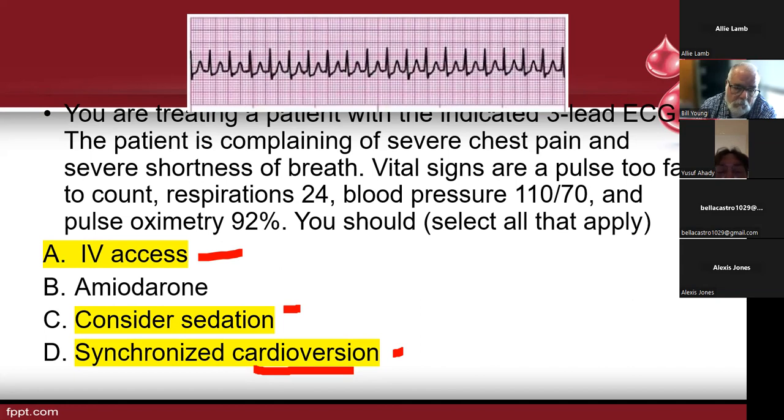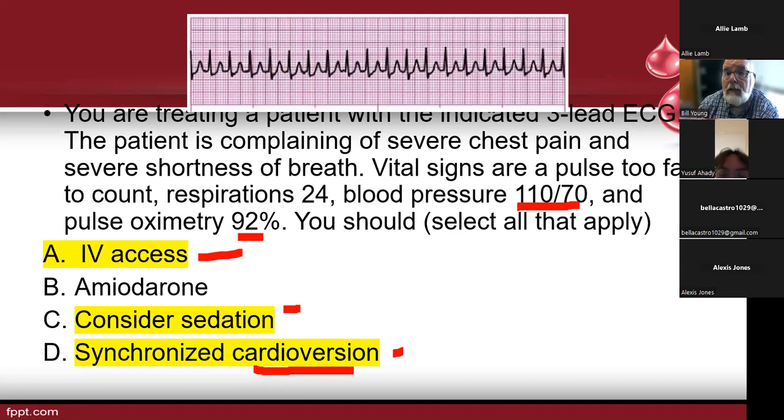I think if you were quick enough, you could consider the sedation? Because, well, I guess it would depend on their mental status. It doesn't really say anything about their mental status. That would be a big factor for me on if I would, but their blood pressure is fine, their pulse ox is fine. The respirations are a little fast and the pulse is obviously fast. So to me, it would depend on the mental status.